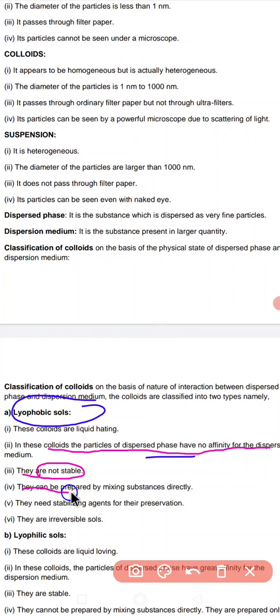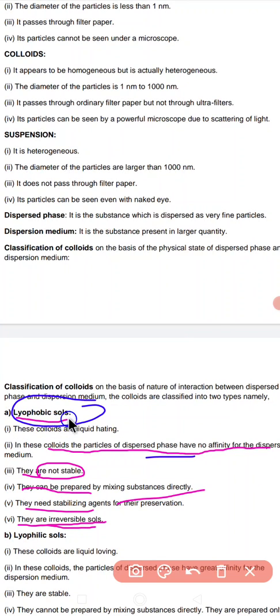Next, they can be prepared by mixing the substances directly, and they need a stabilizing agent for their preservation. They are also called irreversible sols. These are the characteristics of a lyophobic sol.